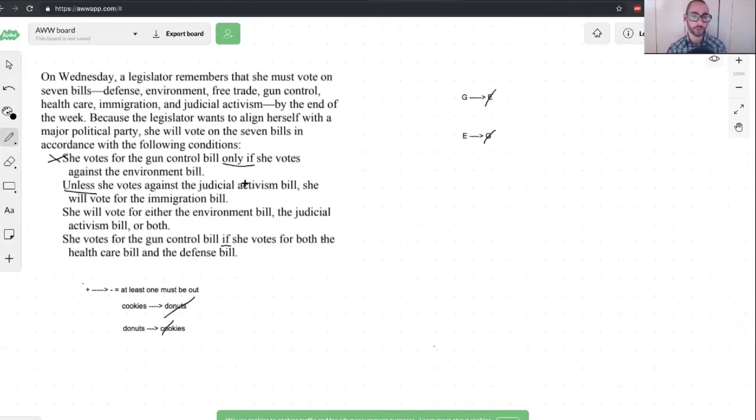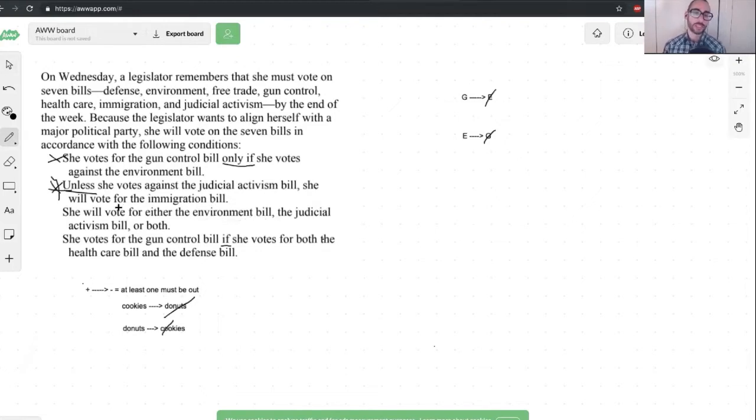So the second rule involves J and I, which we do not already have on the diagram. We only have G and E. So I want to skip the second rule and come back to it later in the hopes that we will more easily be able to link it on later. So I'm going to leave it to the side, put a little asterisk there, come back to it later. Next rule involves E, which we already have here. So I want to deal with this one now.